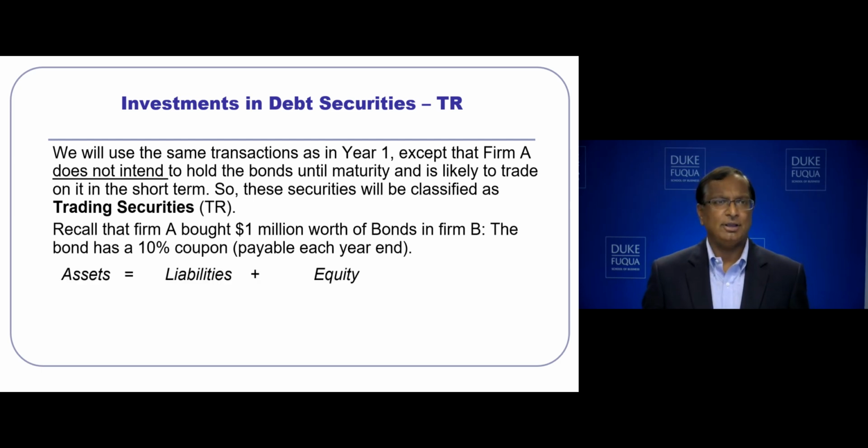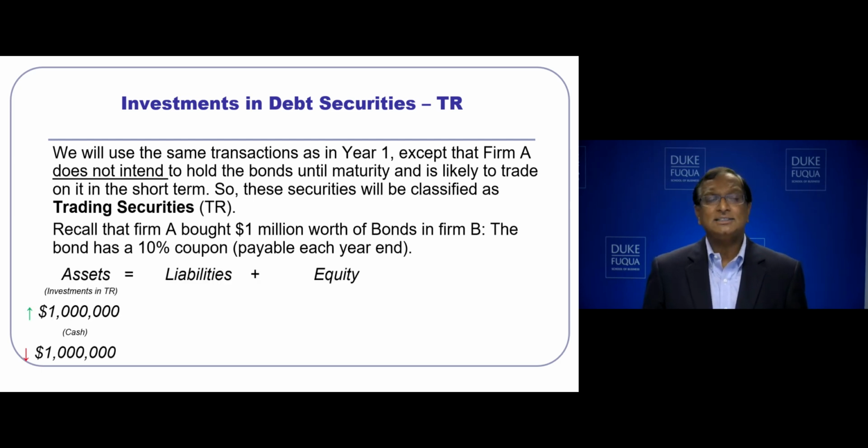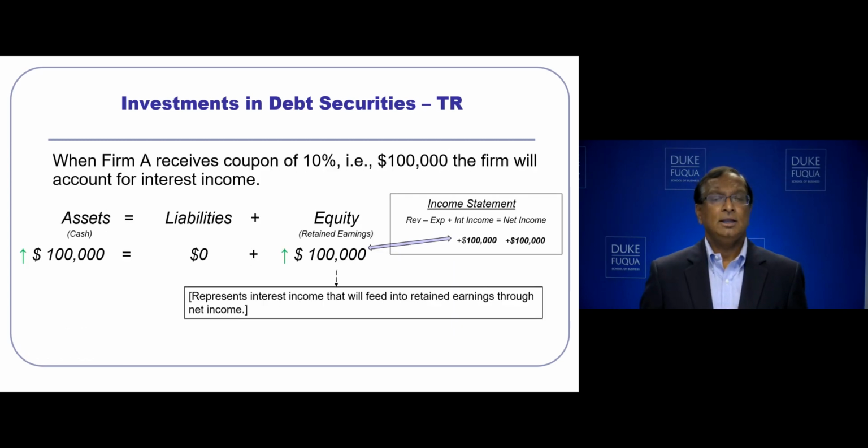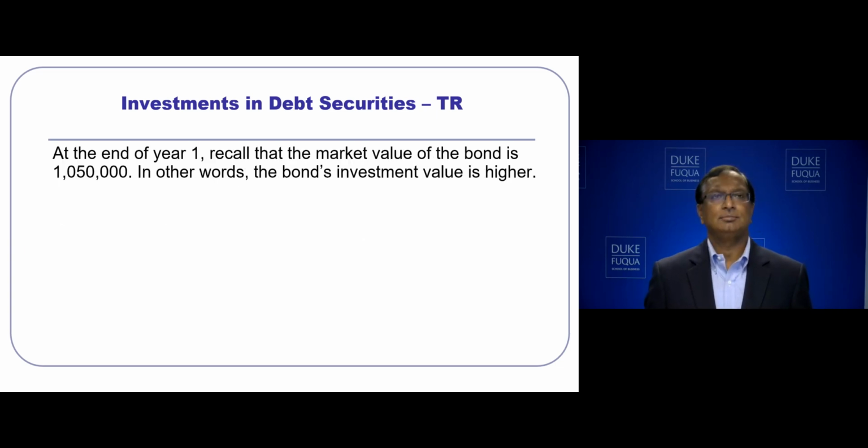Now what will be the accounting? Well, the accounting will be exactly the same. Cash goes out, investment comes in. The only difference is that we are now going to call it investments in TR to know what classification these investments are. And there will be no effects on the income statement. There will be no difference in the accounting for interest income, because the firm would have received interest and it will be recorded in the income statement that will feed into retained earnings, and cash goes up by $100,000.